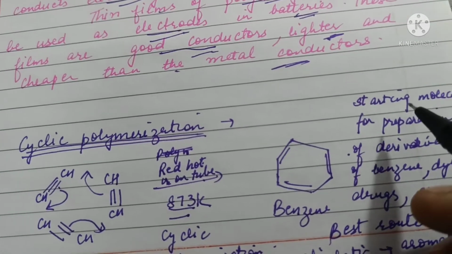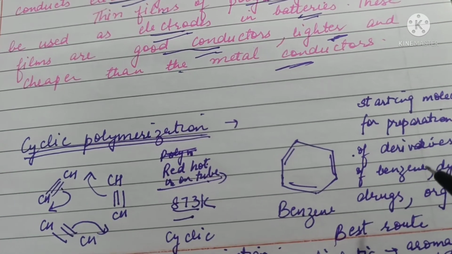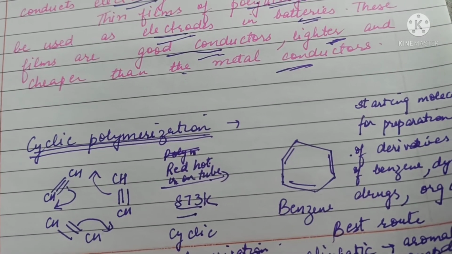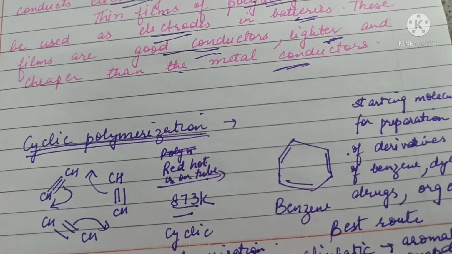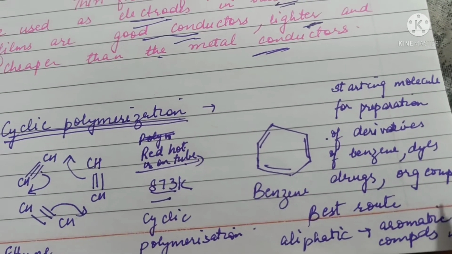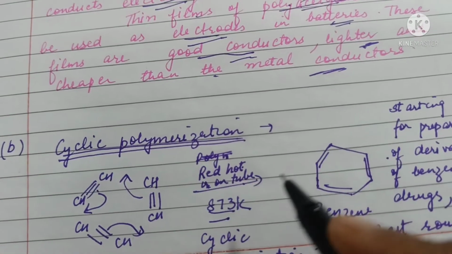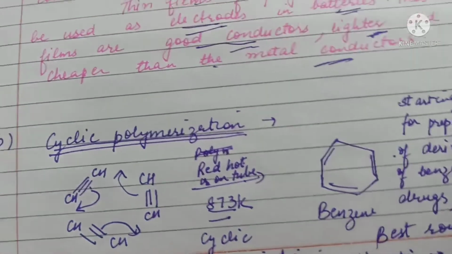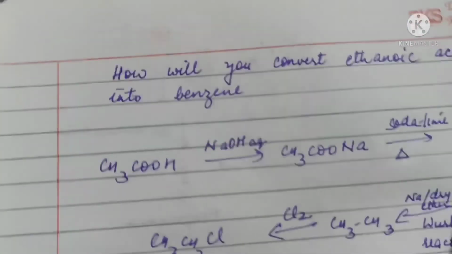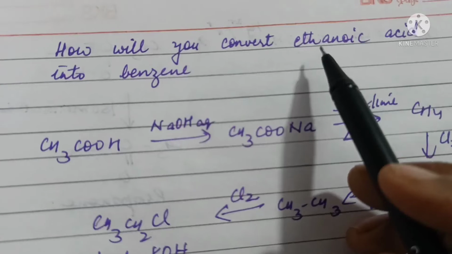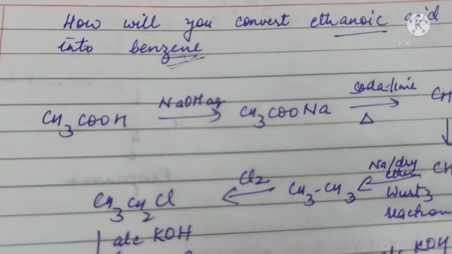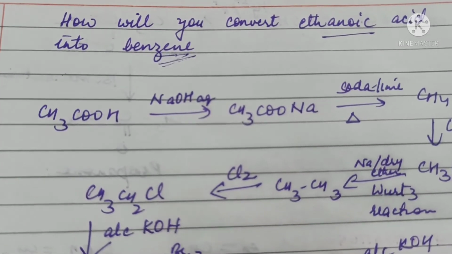This benzene is the starting molecule for preparation of derivatives of benzene. It can be used for making dyes, it can be used for making drugs, a large number of organic compounds, and this method is the best method for converting an aliphatic compound into an aromatic compound. So just revising how we can convert ethanoic acid into benzene. In the process, we will revise many of the reactions of alkanes, alkenes, and alkynes.